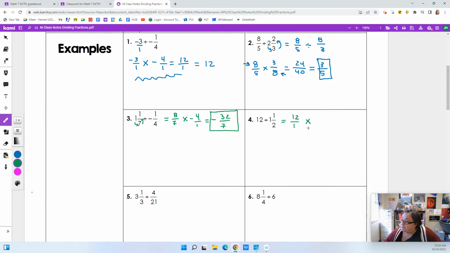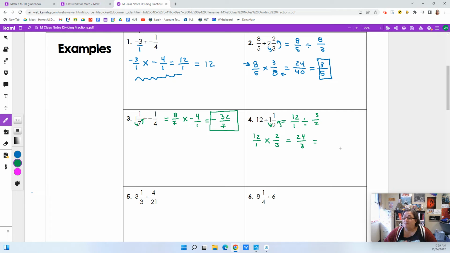I'm not even going to change this to a times yet. I'm going to keep it as division for right now because we have to write it as an improper fraction, right? So I'm going to have 1 times 2 is 2 plus 1 is 3. So I have 3 halves. And now we can write it as multiplication. We can go, well, we've got 12 over 1 times, and we're going to flip that fraction, and it'll be 2 thirds, right? 12 times 2 is 24. 3 times 1 is 3.